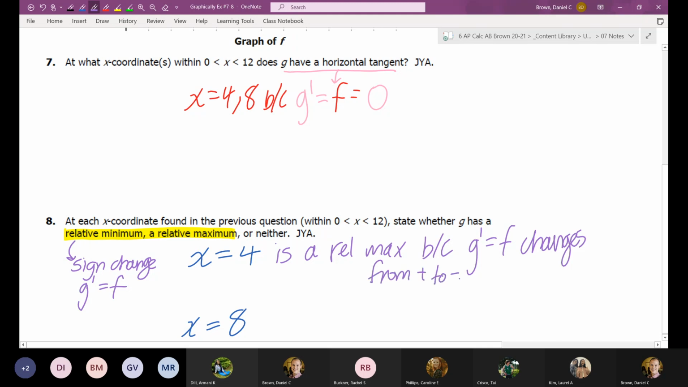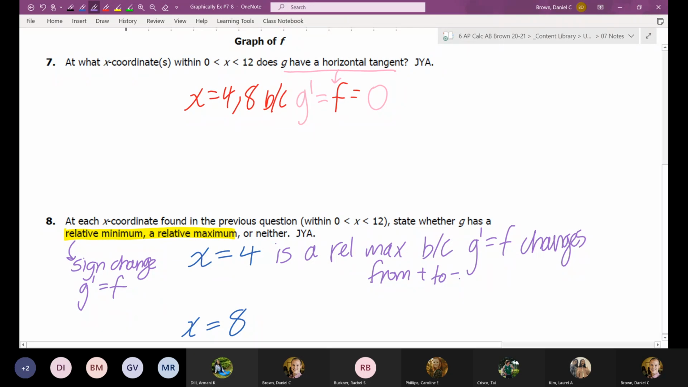from positive to negative. Again, what all do I need to include in my answer? I needed to say it was a relative maximum. I needed to refer to the given graph, so G prime is equal to f. How did I know it was a relative maximum? Because it changed from positive to negative.